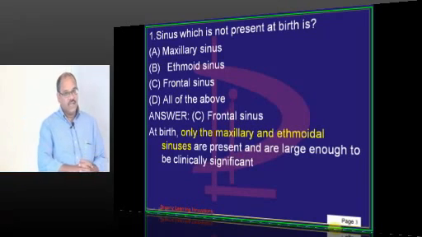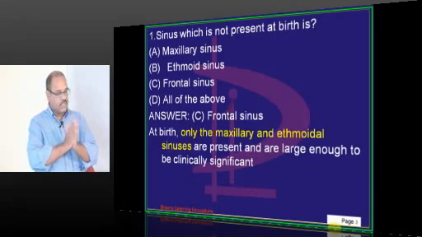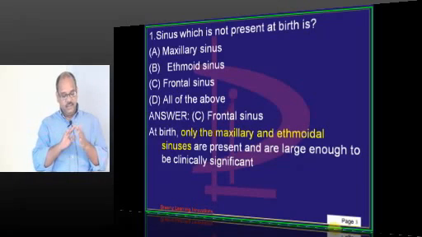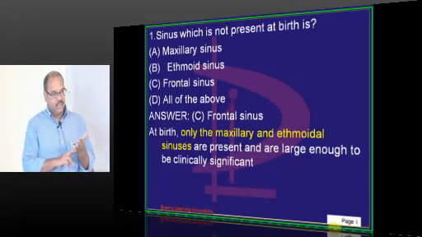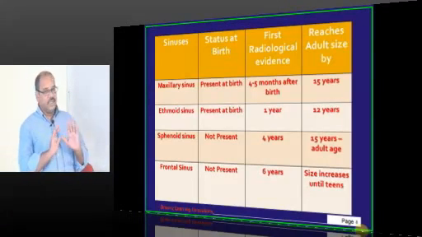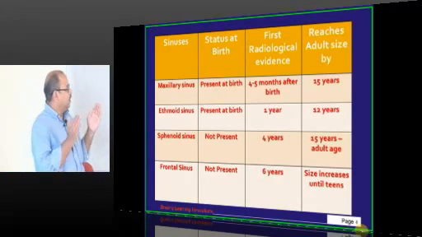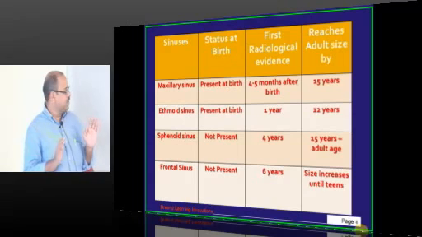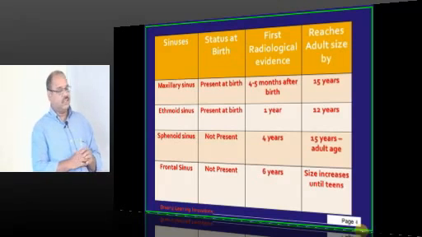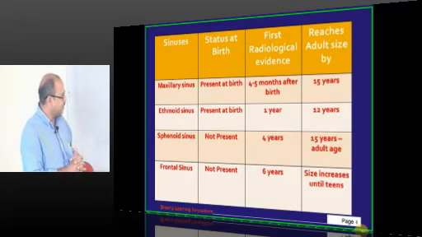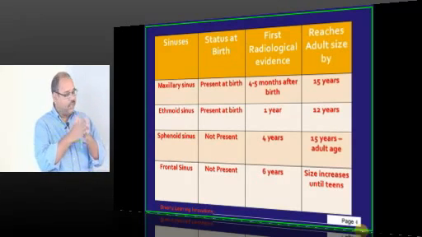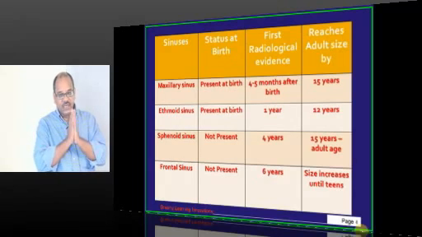Answer is frontal sinus. At birth, only the maxillary and ethmoid sinuses are present and are large enough to be clinically significant, and frontal sinus and sphenoid sinus develop later. This table summarizes the development of the paranasal sinuses, wherein you can see maxillary sinus and ethmoid sinus are present at birth, and the first radiological evidence is 4 to 5 months for maxillary sinus, and ethmoid sinus is 1 year. The maxillary sinus reaches adult size by 15 years and ethmoid sinus reaches adult size by 12 years.